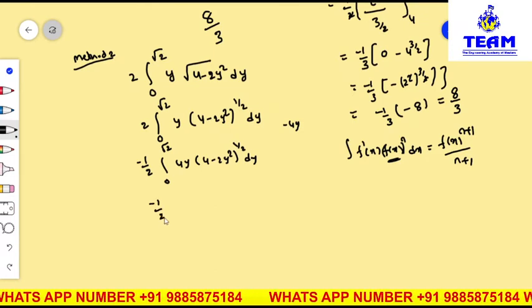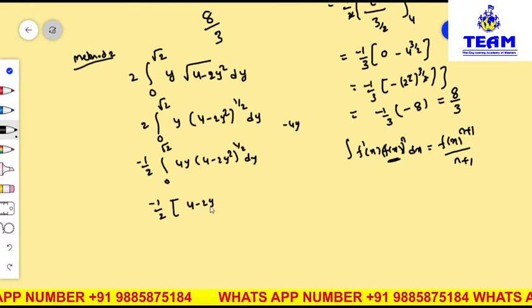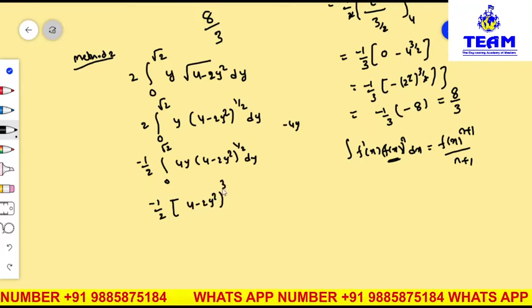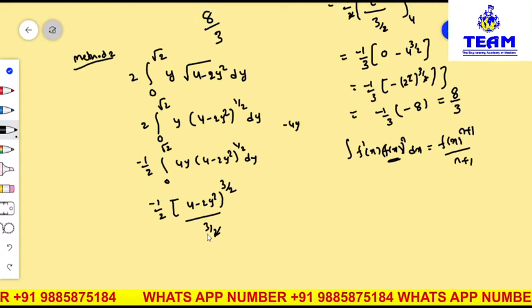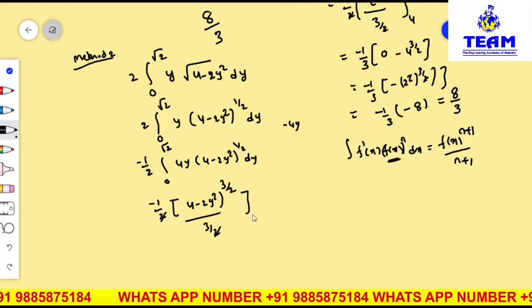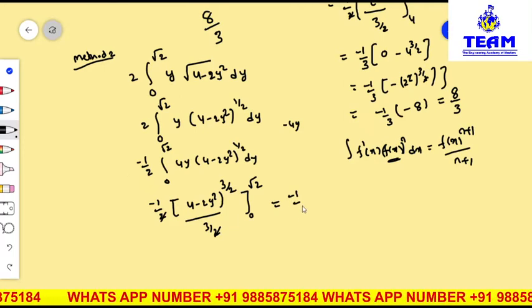So minus 1 by 2 is outside. So bracket is here 4 minus 2y square. Power plus 1 by power plus 1 means 1 by 2 plus 1 means 3 by 2 whole by 3 by 2. So this 2 and here 2 getting cancelled. Limits from 0 to root 2, friends. Now this is minus 1 by 3.